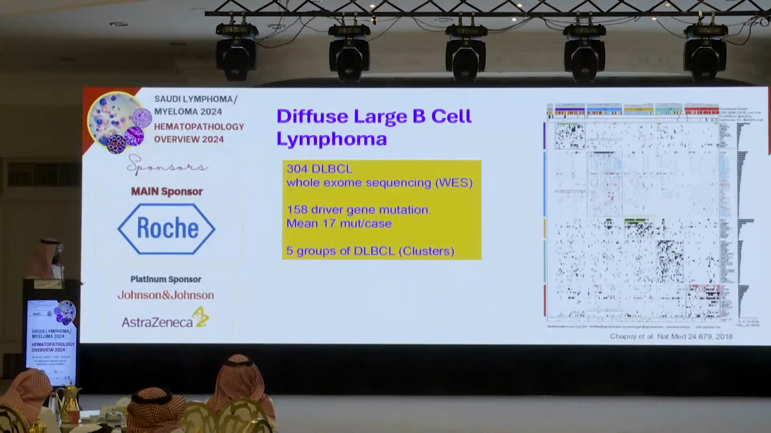So this is a study from Dana-Farber. They tried to do whole exome sequencing in 300 DLBCL cases. They found 158 driver mutations, almost 17 mutations for every case, and they divided them into 5 clusters. So you can see C1, C2, C3, C4, C5, with a different signature for each group, and they correlated this with the outcome.